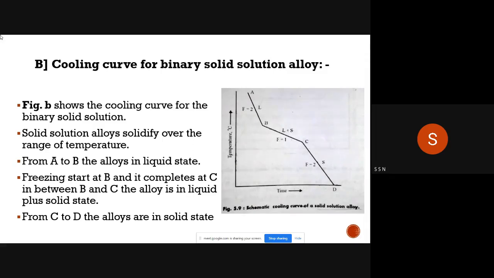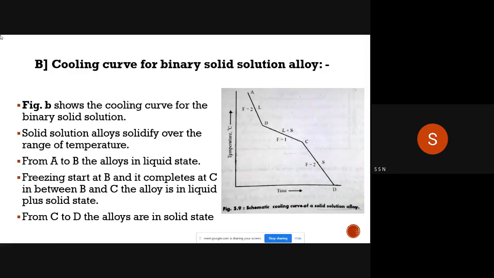So the cooling curve for such a binary solid solution alloy, that means two metals are mixed together and they are forming a solid solution. For such a binary solid solution alloy, we are drawing the cooling curve. Now this cooling curve will be as shown in the diagram: A to B, B to C, and C to D. These kinds of curves will be there.